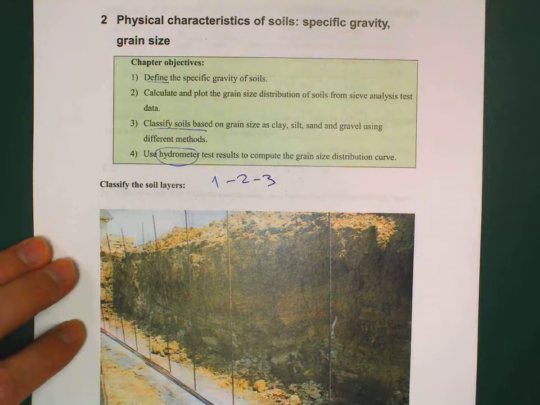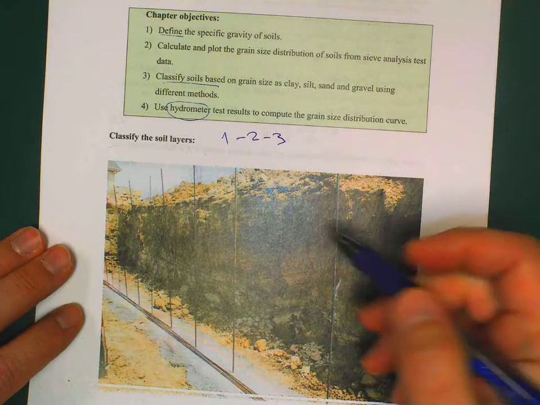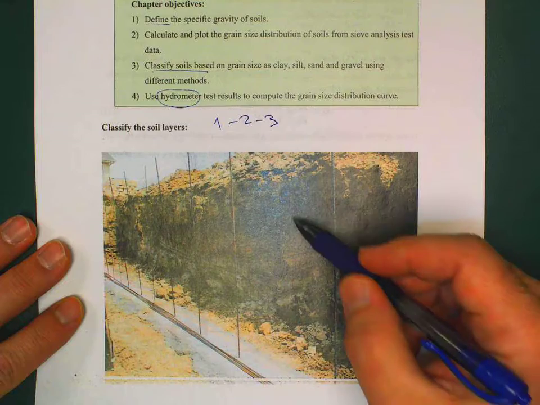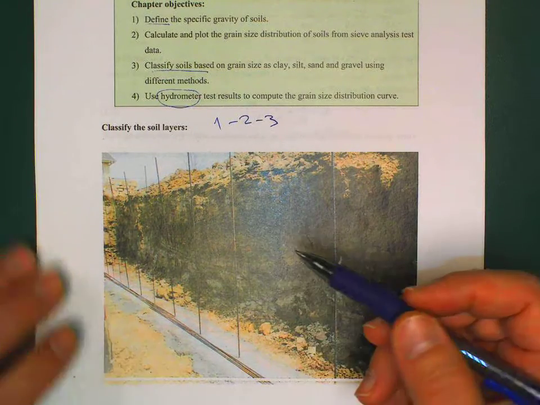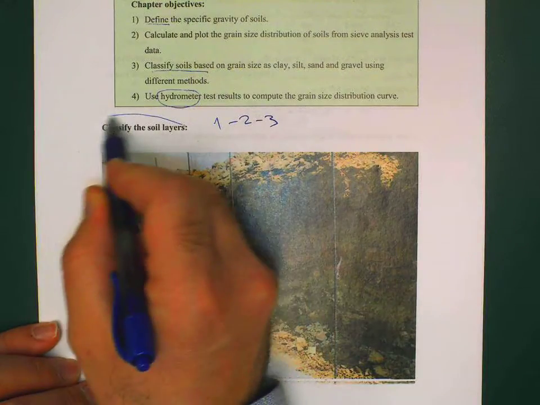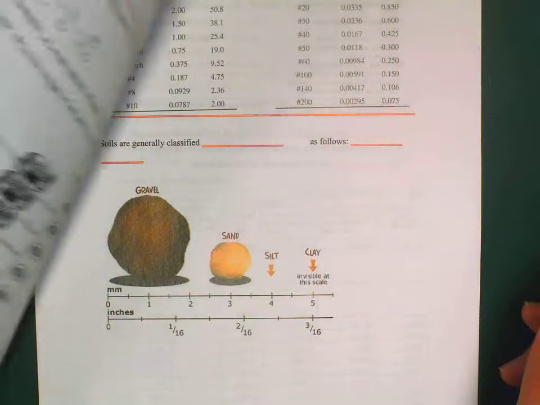So what we do is, before we design any structure, we always either get a sample from the field and we look at the structure. Let's say what you're seeing here is you have a whole bunch of different layers. They have different colors. Now what we need to do is we need to be able to classify the soils based on certain things. Let's talk about them.